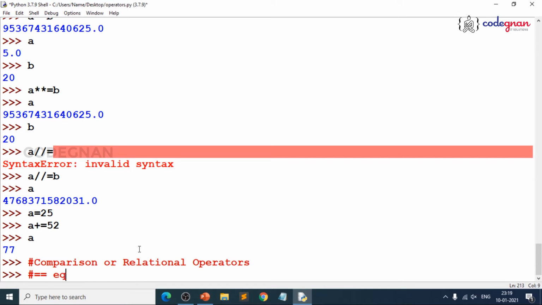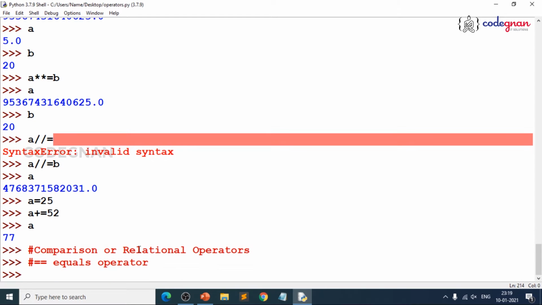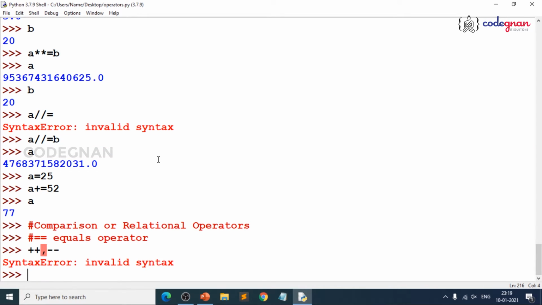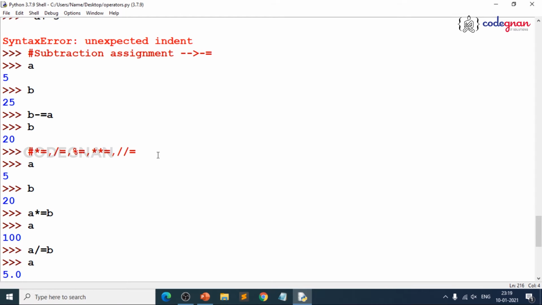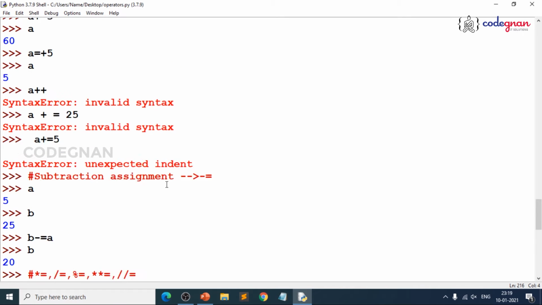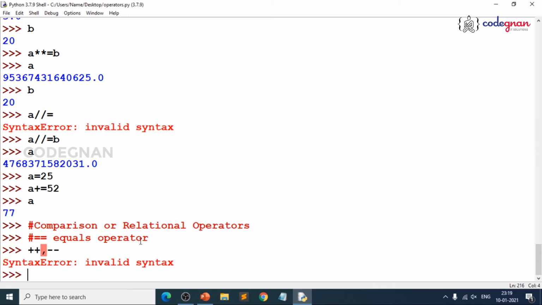This is the equals operator, where you compare the values on both the ends. In Python you don't have plus plus and minus minus, because increment and decrement is not possible that way. We do that with the help of addition assignment and subtraction assignment, and plus plus is not used in Python, unlike in C and Java. So this is basically comparing on both the ends.